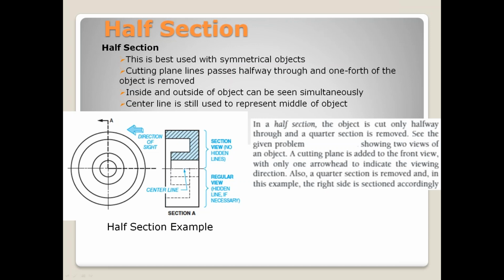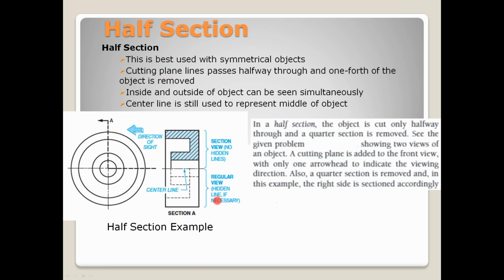The cutting plane line passes halfway through, and a quarter of the object is removed. Inside and outside of the object can be seen simultaneously. A center line is still used to represent the middle of the object. In a half section, the object is cut only halfway through. A quarter section is removed.